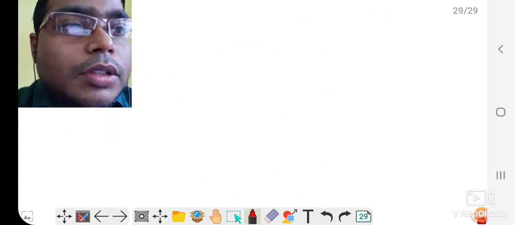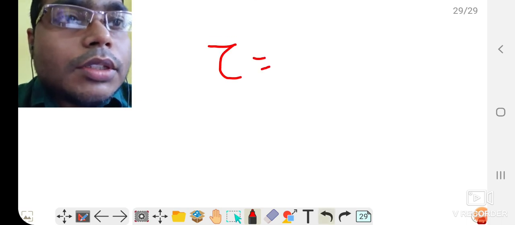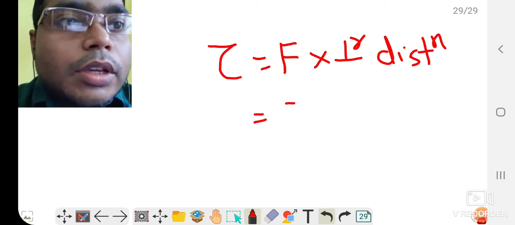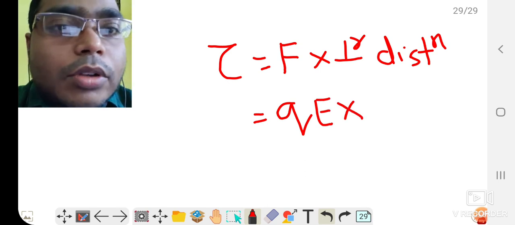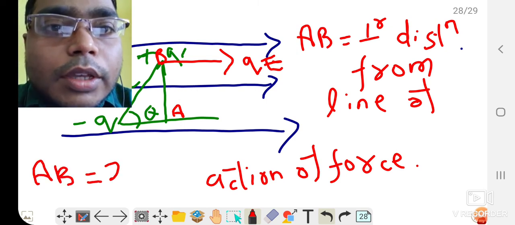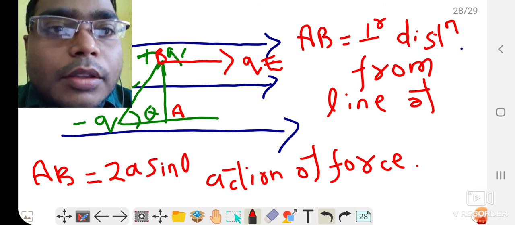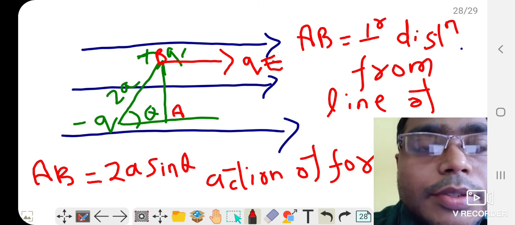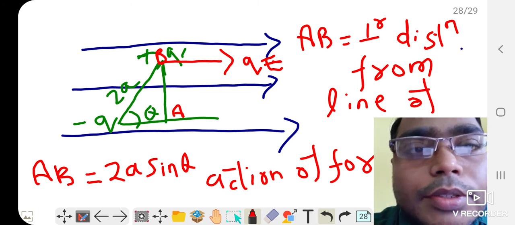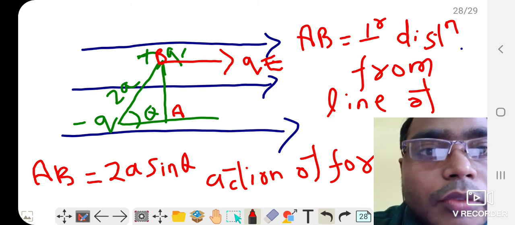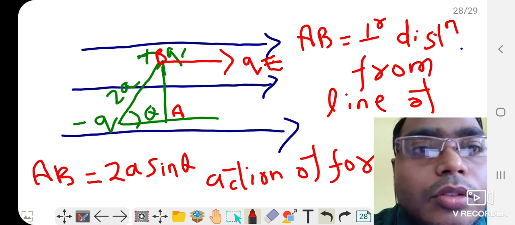So now how do we find the torque? The expression of torque is given like this: it is the force multiplied by the perpendicular distance. This you have learned in class 11 also. Then we can write the force as q into E. And what about the perpendicular distance? This distance we can calculate from the geometry. This is a right angle triangle, and by using the geometry you will get 2a sine theta. This you have to do by yourself, and you can verify the answer, because in the diagram the triangle is a right angle triangle, and by using sine theta you will get the answer for AB. So AB will come out as 2a sine theta.